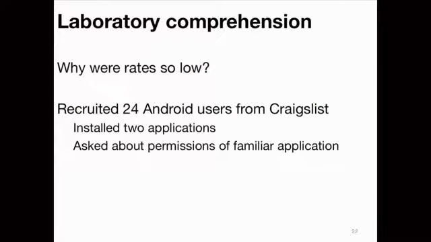We followed this up with a laboratory experiment to get qualitative data on why these comprehension rates were so low. We recruited 24 Android users from Craigslist, and we had them do 3 different things. The first 2 tasks, using their own devices, we observed them install 2 applications. We gave them scenarios, for instance, install a coupon saver application. And so they went to the market and were allowed to download whatever application they wanted that they felt fulfilled the scenario. And we observed whether they viewed the permission request screen during this process.